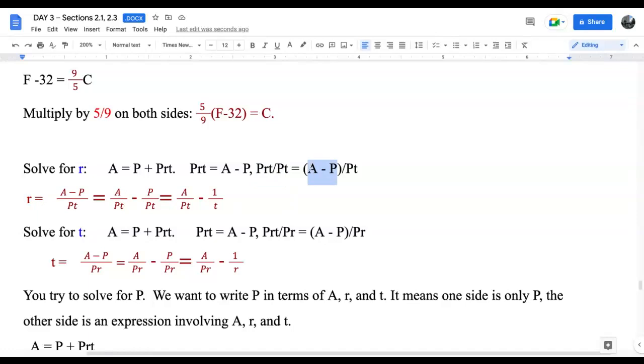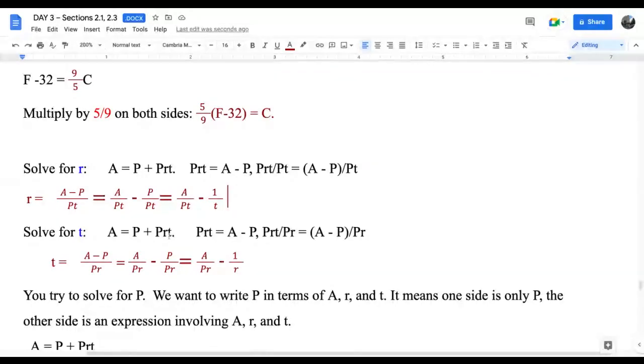And on the right-hand side we have A minus P divided by PT. A divided by PT, we can just leave it as that. Then minus P divided by PT; P divided by P is just 1. So that's just minus 1 over T. So now you see R is solved, which means R is written in terms of A, P, T.